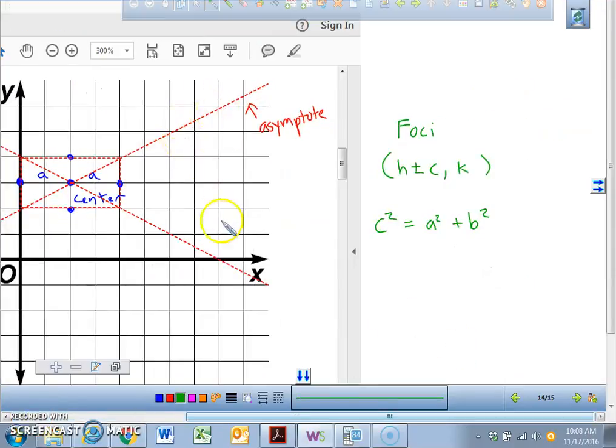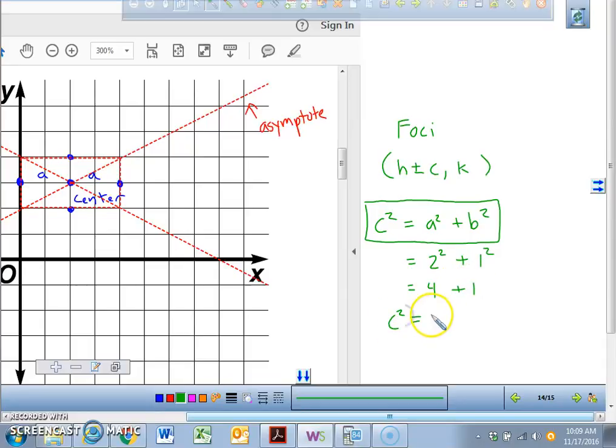All right, now that I have my asymptotes, we need to find the foci for our hyperbola. By the way, the formula has now changed. In an ellipse, it was c squared equals a squared minus b squared. Now it's a squared plus b squared. Our a squared was 2 squared, which gave us a 4. Our b squared is 1 squared, which gives us a 1. So our c squared is 5, which means c is equal to the square root of 5, which is approximately equal to about 2.2. All right, that's what that's approximately equal to.